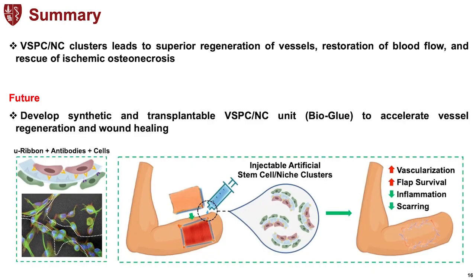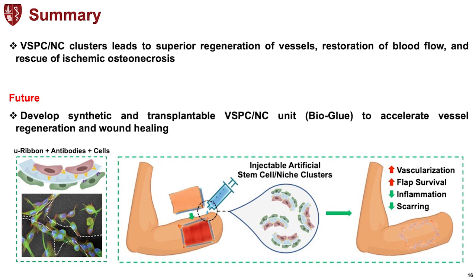To summarize, we identified the VSPC, vascular stem and progenitor cells, and we showed that the intact cluster of those stem cells and their niche cells could lead to better regeneration of the vessels, restoration of blood flow, and the rescue of ischemic disease.